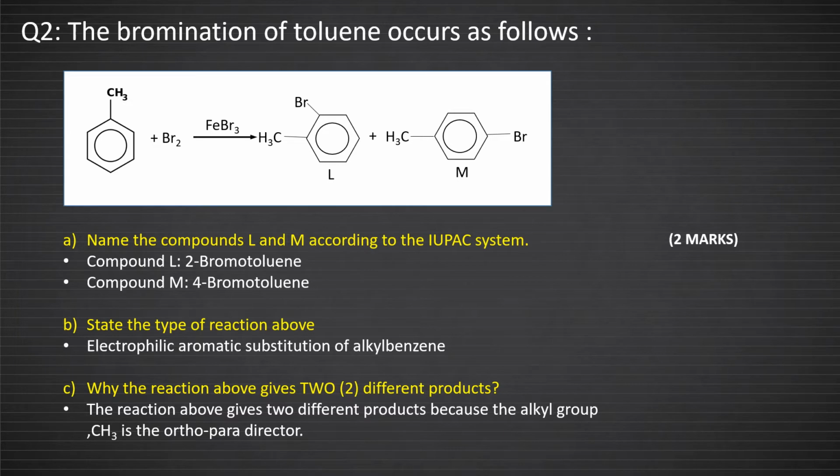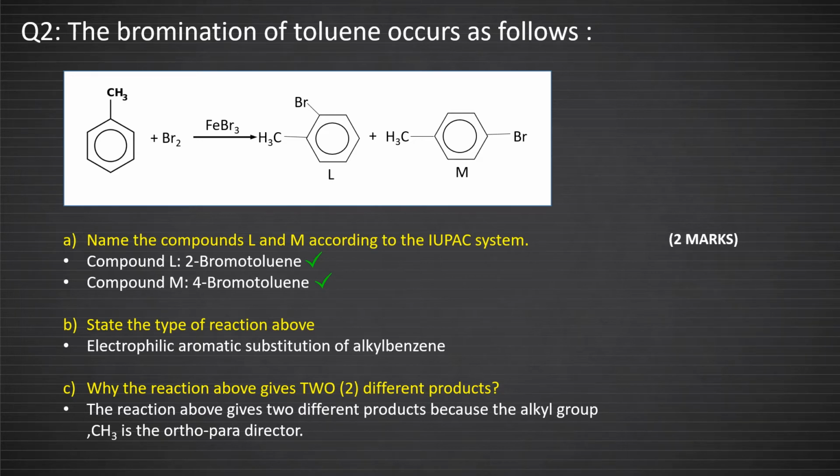To name the other compound, the parent is also toluene. Start numbering at the methyl CH3: 1, 2, 3, 4. So bromo is at 4, and the name will be 4-bromotoluene. Here is 1 mark and here is 1 mark. It becomes 2 marks.